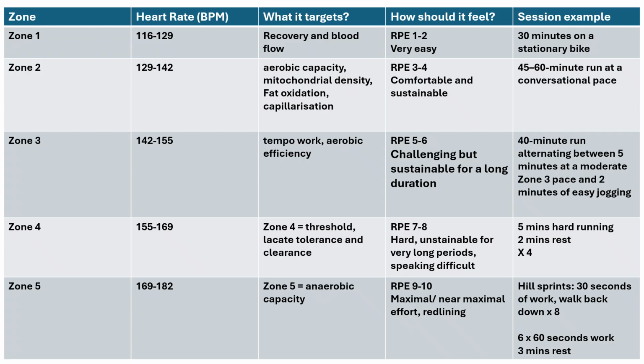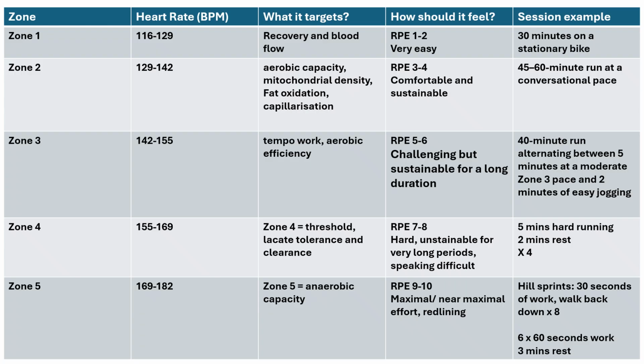Okay, so next slide is going to be a bit of a summary, as well as adding how each zone should feel and session examples. So again, zone 1, 116 to 129 beats per minute, targets recovery and blood flow. RPE should be 1 to 2, very easy. An example is 30 minutes on a stationary bike. Zone 2 is 129 to 142 beats per minute. This targets aerobic capacity. RPE 3 to 4, comfortable and sustainable. And an example would be a 40 to 60 minute zone 2 session.